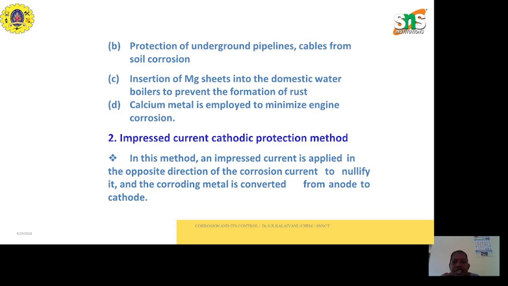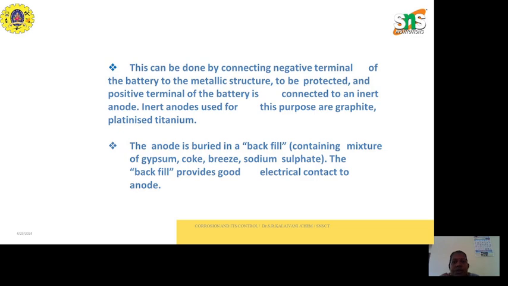Next is the impressed current cathodic protection method. In this method, an impressed current is applied in the opposite direction of the corrosion current to nullify it, and the corroding metal is converted from anode to cathode. This can be done by connecting the negative terminal of a battery to the metallic structure to be protected, and the positive terminal of the battery to an inert anode. Inert anodes used for this purpose are graphite and platinized titanium.